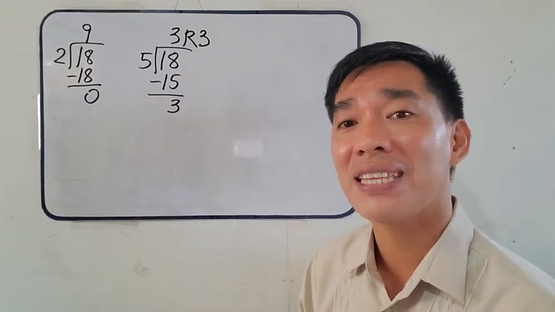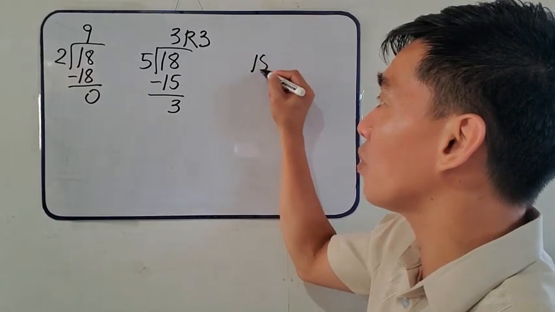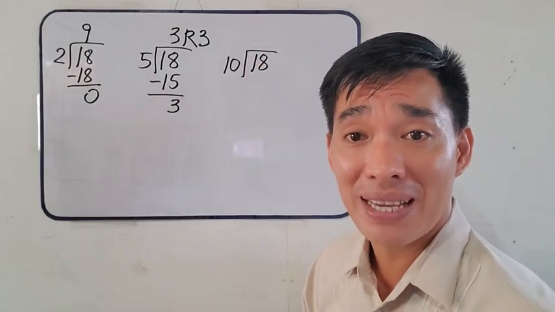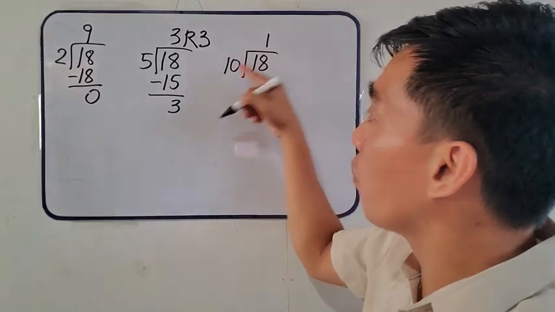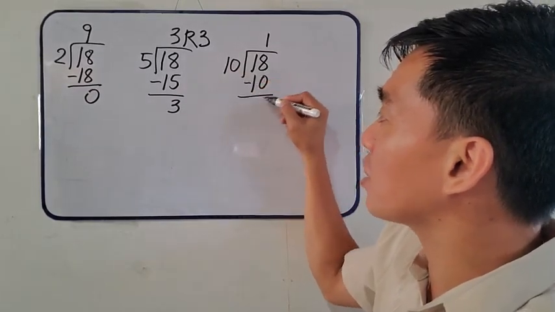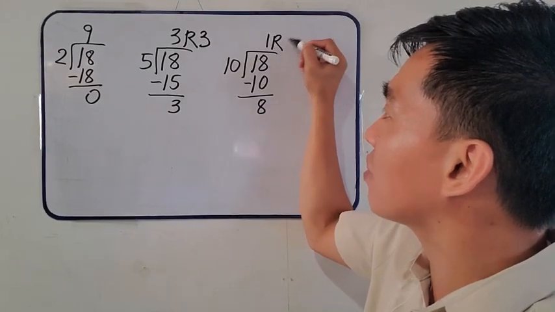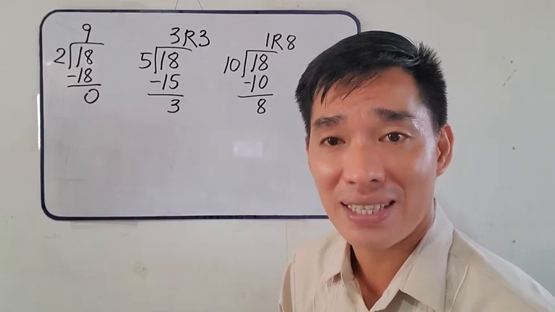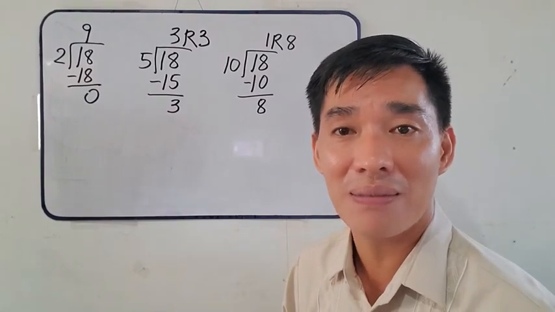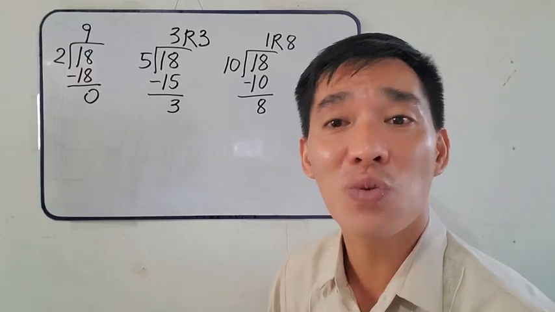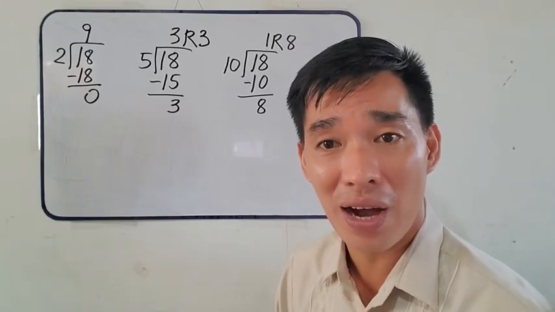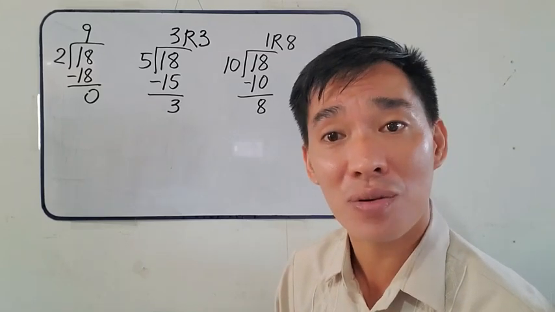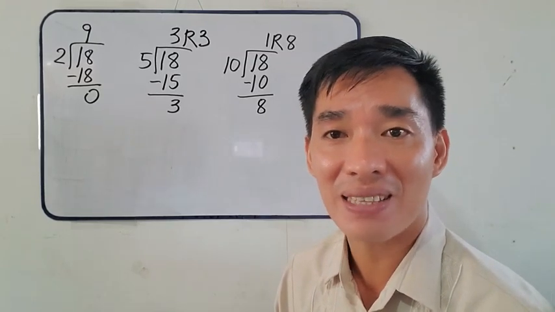Let's divide 18 by 10 to know if 18 is divisible by 10. 18 divided by 10, the answer is 1. And 1 times 10 is 10. If you subtract it, it leaves a remainder of 8. Therefore, 18 is not divisible by 10. That's why the answer for item number 1 is only 2, because 18 is only divisible by 2, not by 5, not by 10.